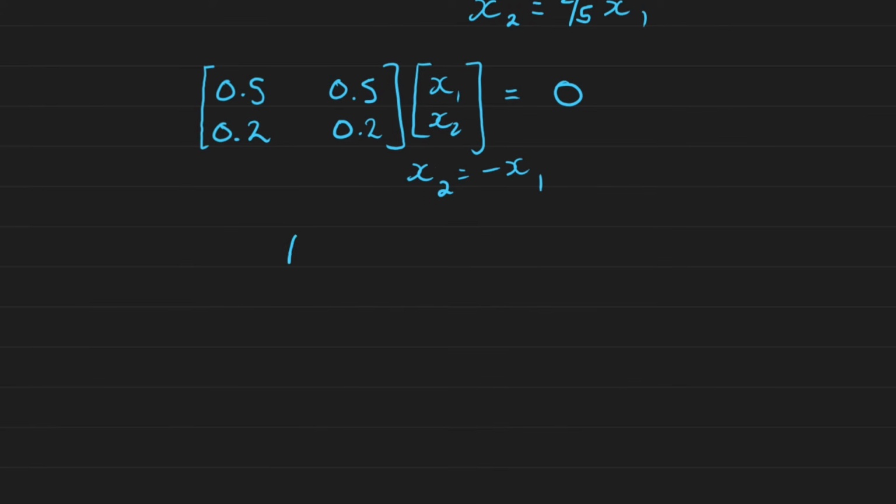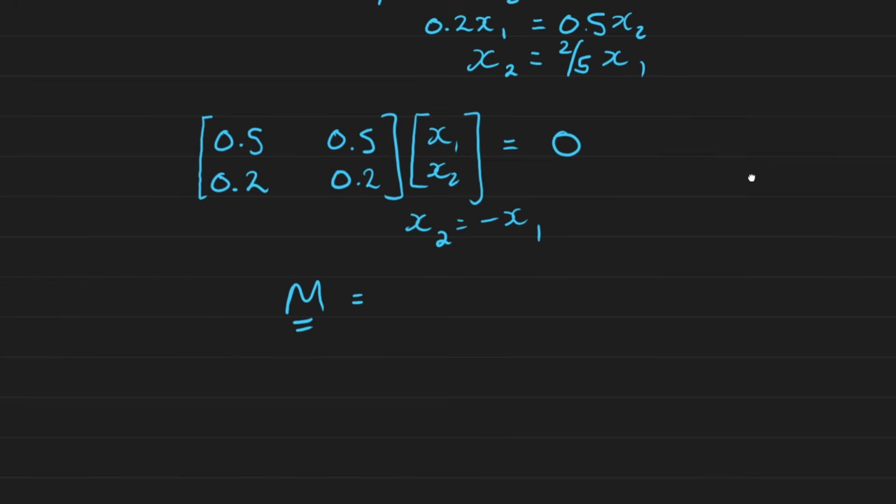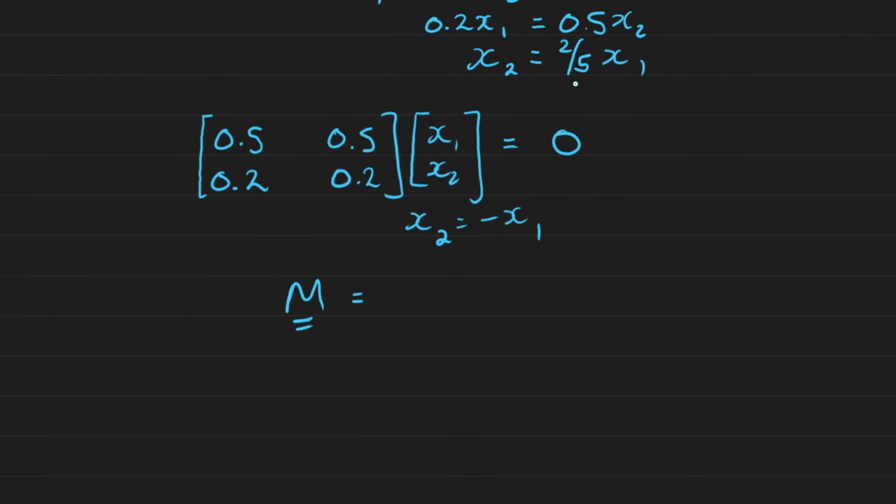So we can now create this matrix M that we spoke about earlier. Matrix M basically consisted of the eigenvectors. For the first eigenvector, where lambda is equal to 1, we can choose any values of x1 and x2 in the same proportion. So we can choose x1 equal to 5, and then x2 equal to 2. For the second, we can choose x1 to be minus 1, and since x2 is just minus x1, x2 is 1. So we have formed this matrix M.